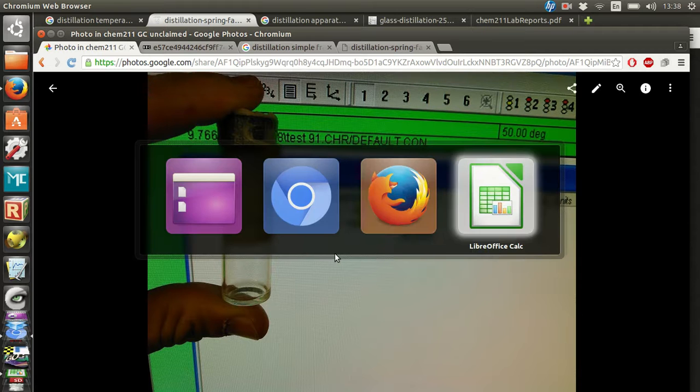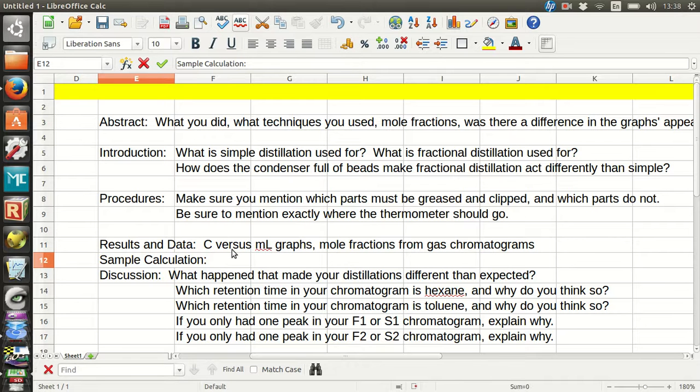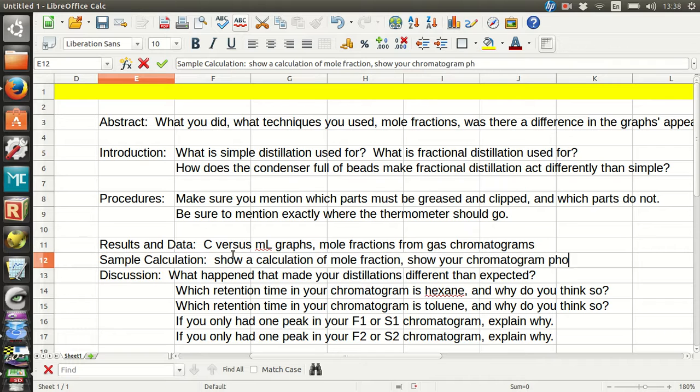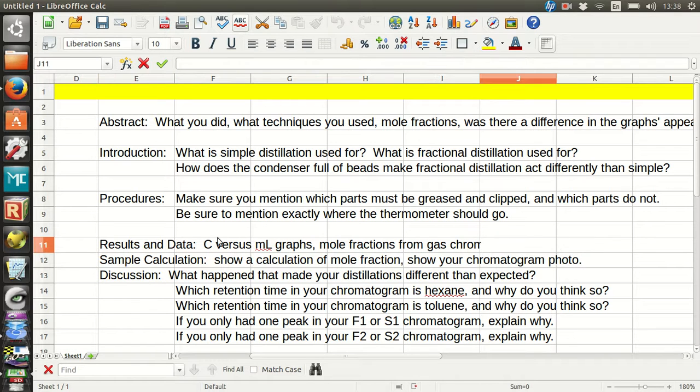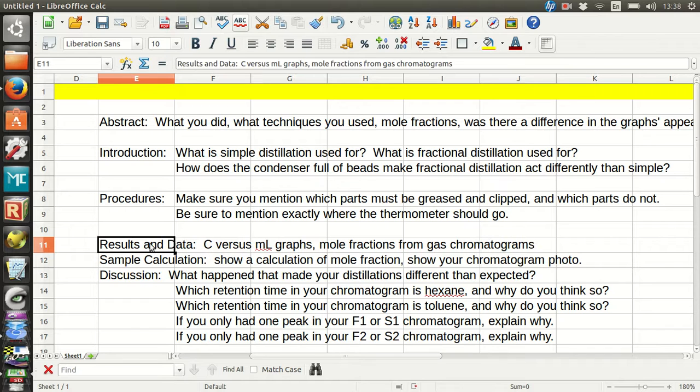So back to the summary here. Your sample calculation is to show a calculation of mole fraction, and show your chromatogram photo. Also, in results and data, please show all your chromatogram photos in here. So, mole fractions and photos.